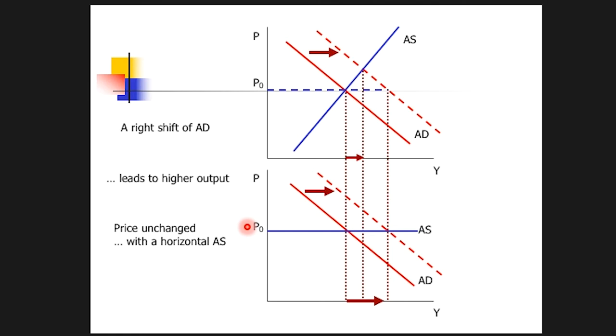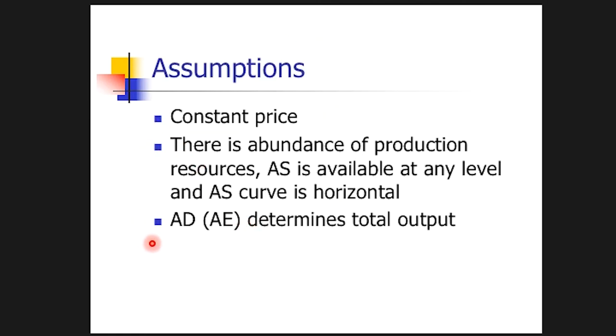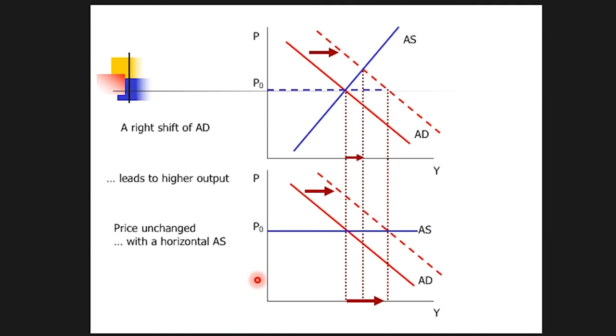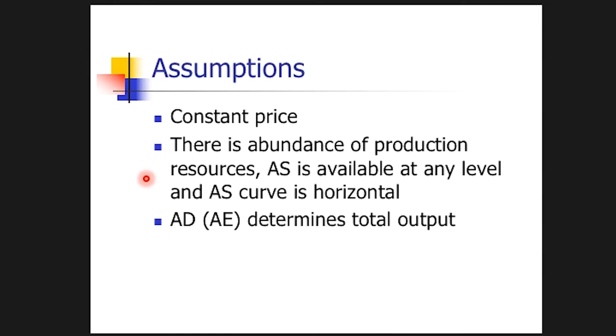So for this analysis, we have three important assumptions. The first assumption is constant price. The price is assumed to be constant because the AS is horizontal and always ready to satisfy aggregate demand. The second assumption is very related. There is an abundance of production resources, so aggregate supply is available at any level, and so the AS curve is horizontal.